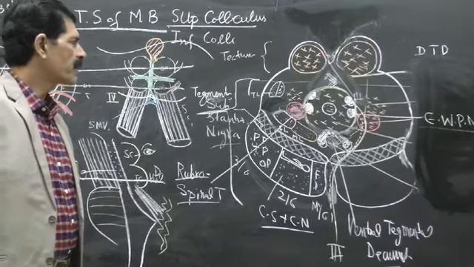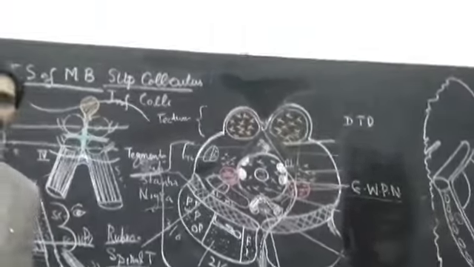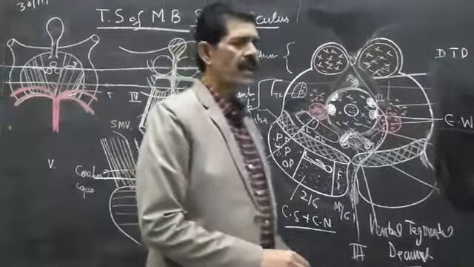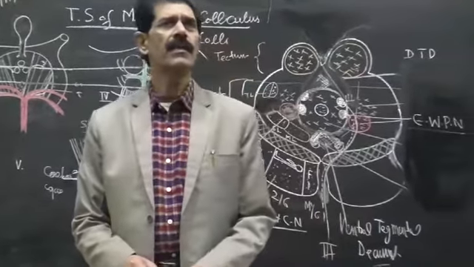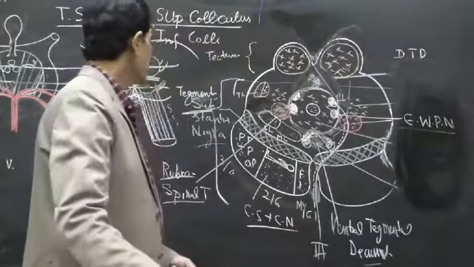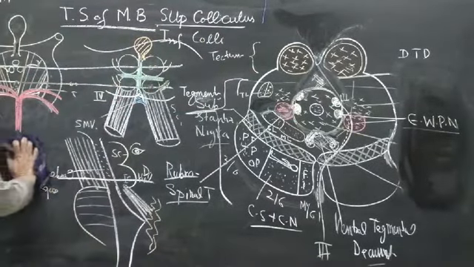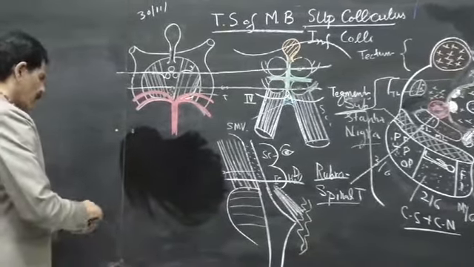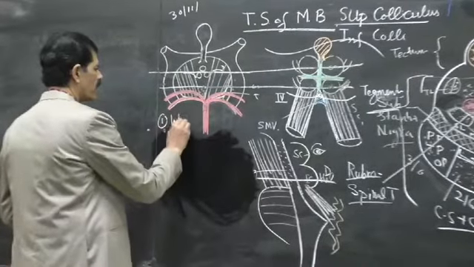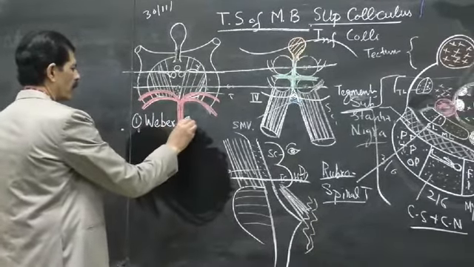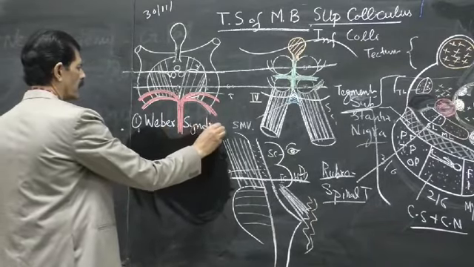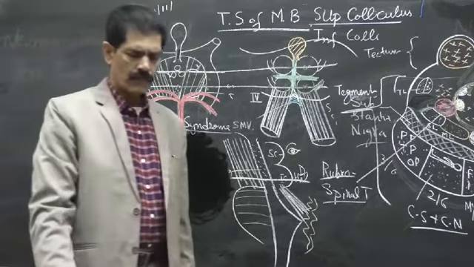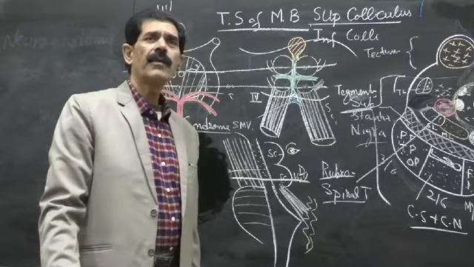Now the last part of this midbrain transverse section comes the applied anatomy. In the applied anatomy, there are two syndromes related to the diseases related to the lesion of the midbrain. One is called the Weber syndrome, and another is called the Benedict syndrome. So Weber syndrome is the disease or the lesion of the midbrain. Both are at the level of the superior colliculus.